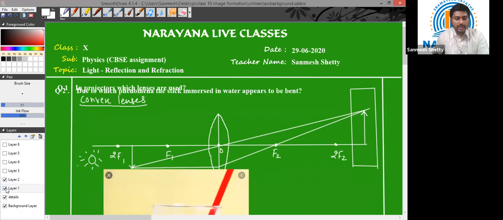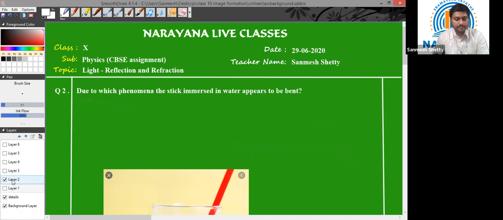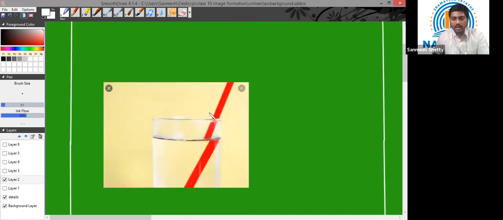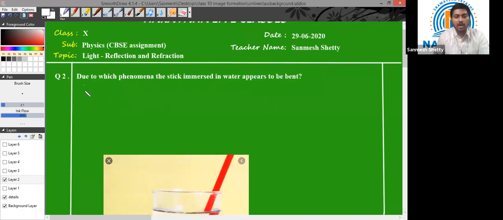Let us proceed further to our next question. Question number 2. Due to which phenomenon does a stick immersed in water appear to be bent? I have shown you a picture here. Here I am immersing my pencil into the water, and this immersed pencil appears to be bent at the surface of the water. Now, why this happens is due to the phenomenon of refraction.